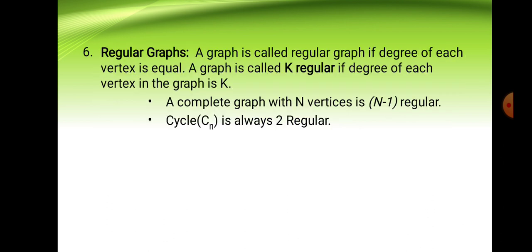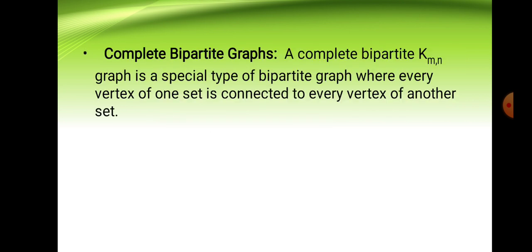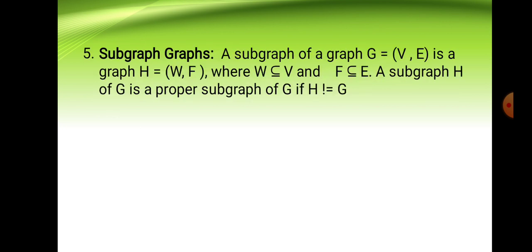Regular graph. A graph is called regular if the degree of each vertex is equal, or a graph is called k-regular if the degree of each vertex in the graph is k. A complete graph with n vertices is (n-1)-regular. Cycle Cn is always 2-regular. Complete bipartite graph. A complete bipartite graph Km,n is a special type of bipartite graph where every vertex of one set is connected to every vertex of the other set.